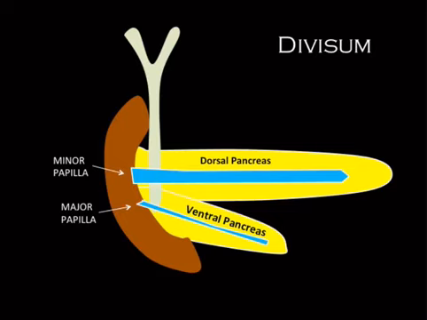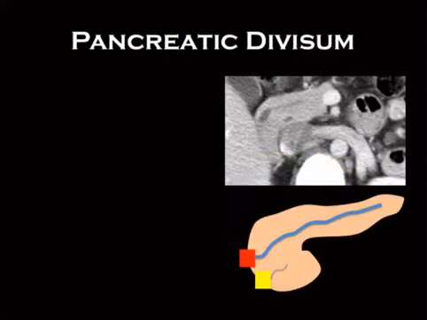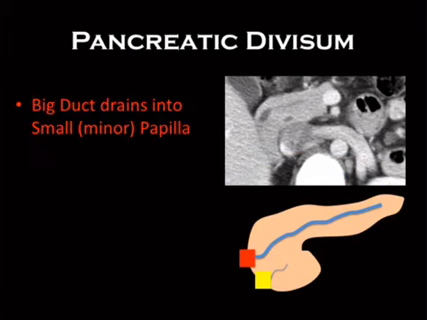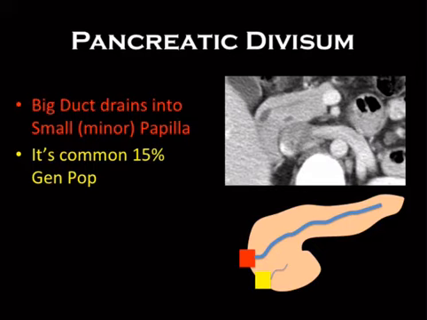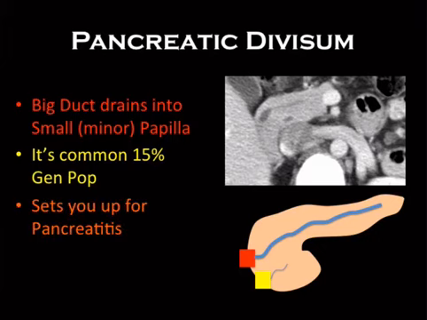Now, the consequence of that is if you have a night of heavy drinking or something like that, you stress your pancreas, this papilla can't empty this pancreatic duct fully, so you end up with pancreatitis. So just recapping here, the big duct will drain into the minor papilla. It's very common, like 15% of the time people have it, so you may have one, and it sets you up for pancreatitis.